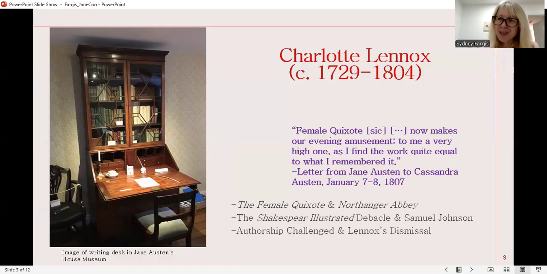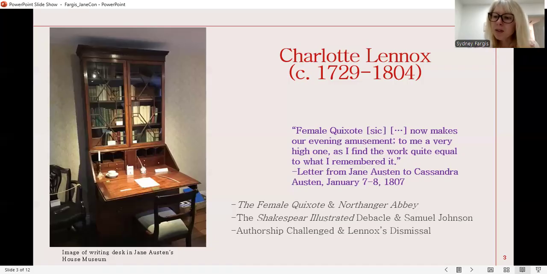Now, toggling back to Northanger Abbey, arguably one of the lesser read novels by Jane Austen. Northanger Abbey directly references two of the authors I'll be discussing later in this talk, but it also contains elements notably parallel to the work of a third, Charlotte Lennox. Not likely to be considered a household name.